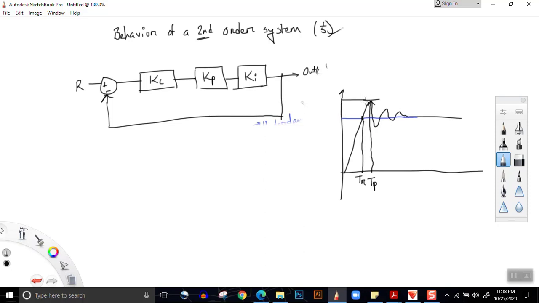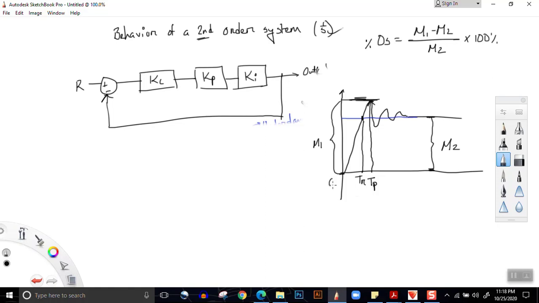Suppose the magnitude of the greatest peak we consider as M1, and the magnitude of steady state we consider as M2. Then overshoot is equal to (M1 minus M2) divided by M2. Generally overshoot is expressed as a percentage, so percent overshoot is equal to this into 100%. One thing to be noted, and we should be very careful about it, is that this M1 is not the value of this peak. Rather, it's the difference between the lowest point and the peak. And again, M2 is not the value of steady state. Rather, it's the difference between the lowest point and steady state.